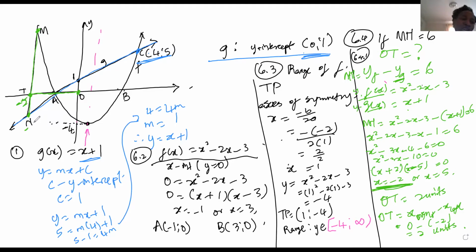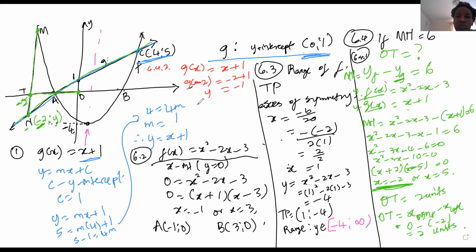If this is -2, that means already the x value for N is -2. We just need to find the y value for that. And can you see N is on graph g? That means we can take graph g and substitute the x value that we know to get its y value. That's 6.4.2. We know g(x) is x plus 1, and we know x is -2. So g at -2, or you can say y, is -2 plus 1. That means your y value is -1.